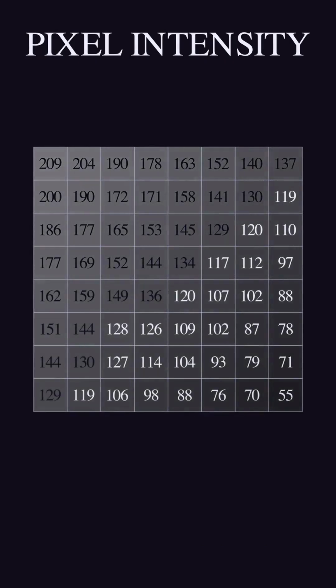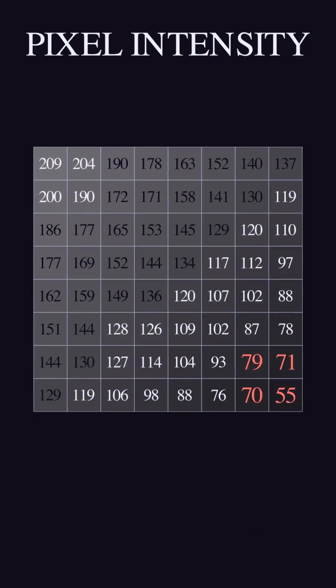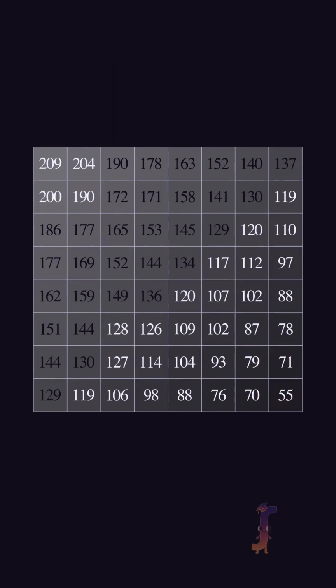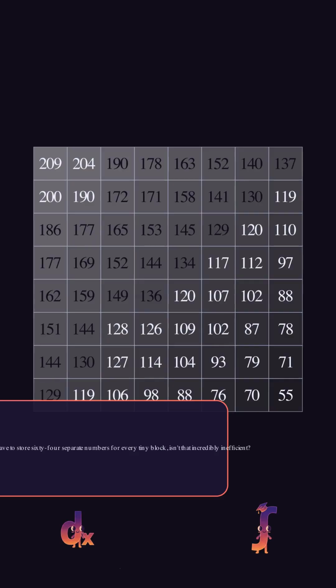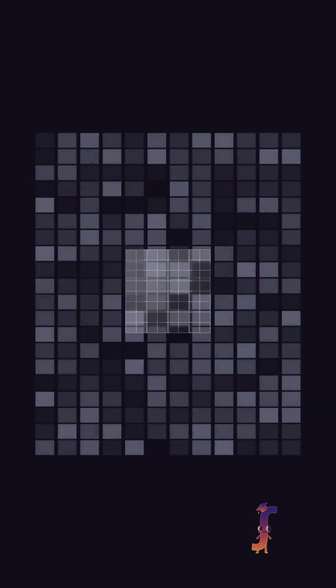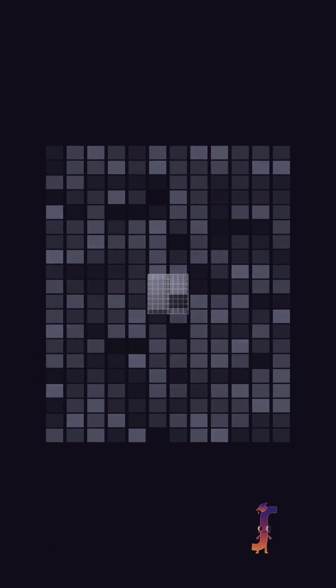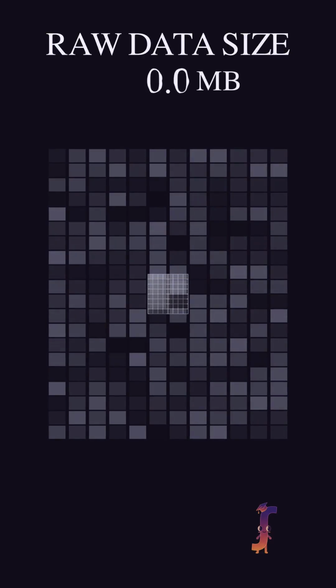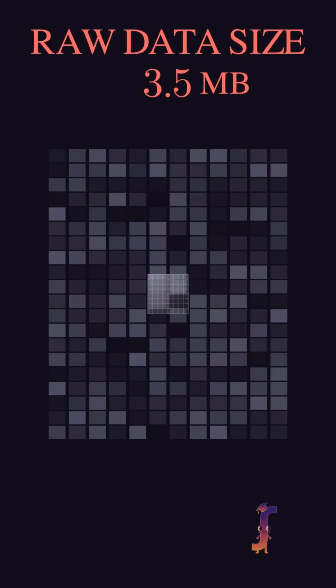For grayscale, each pixel is a brightness value from 0 to 255. In this block, you can see the values drop from 200 to 50, marking a sharp edge where light meets shadow. Wait, if we have to store 64 separate numbers for every tiny block, isn't that incredibly inefficient? Exactly. Storing 64 raw integers for every tiny fragment is why uncompressed images are huge. To save space, we need a smarter way to describe these patterns than just listing every single value one by one.